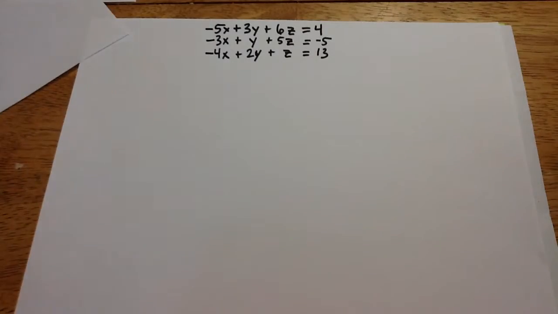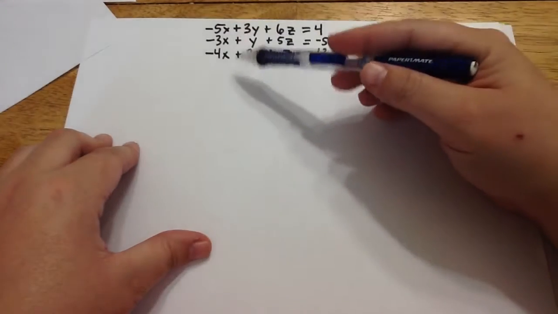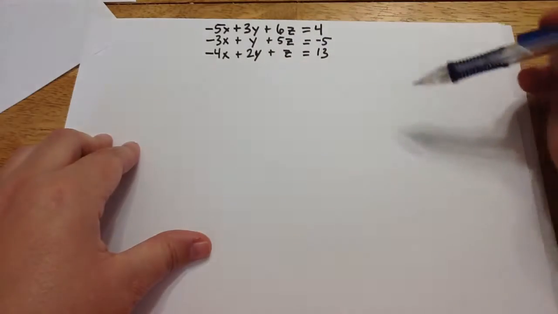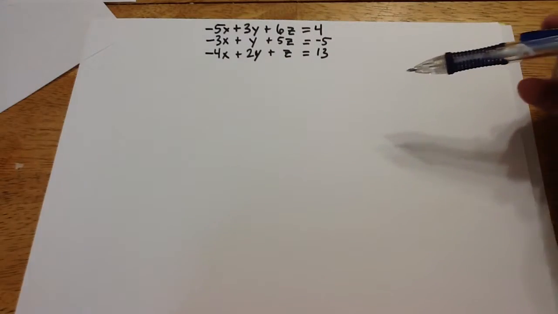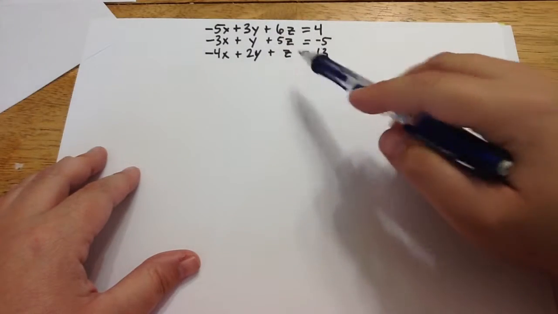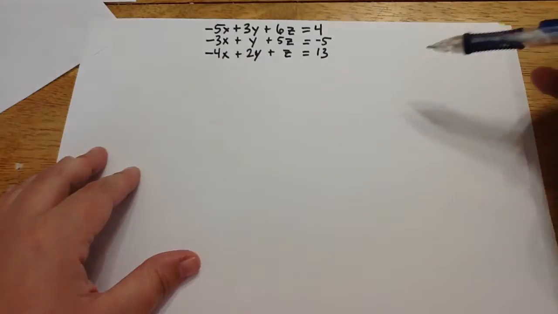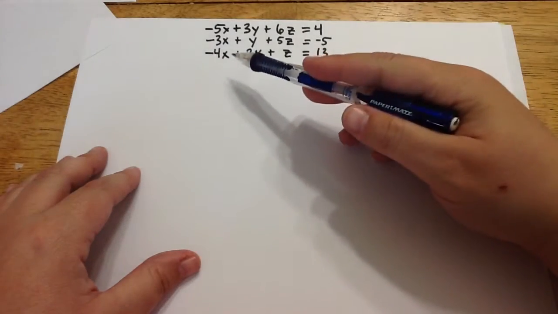Okay, so this is an example of a 3 by 3 system of equations. They're linear equations because none of the variables have an exponent or are under a radical. And it's 3 equations, 3 variables is what I mean. And we need to solve this.